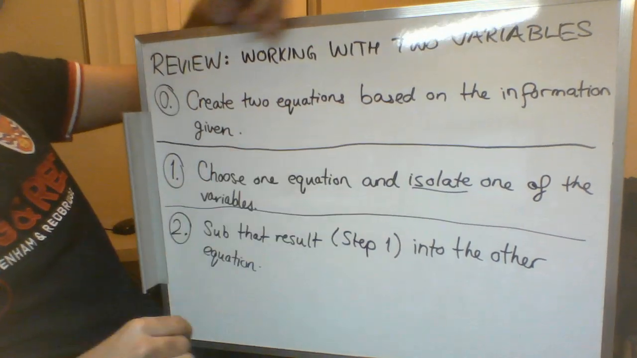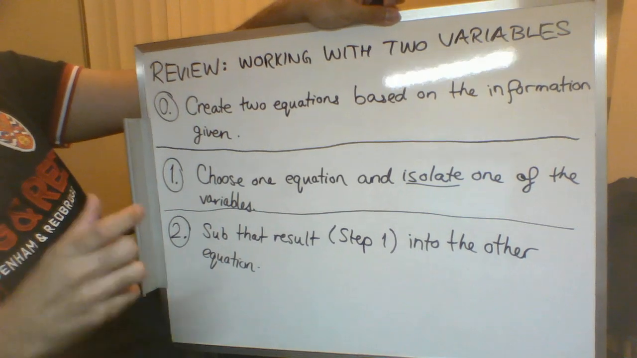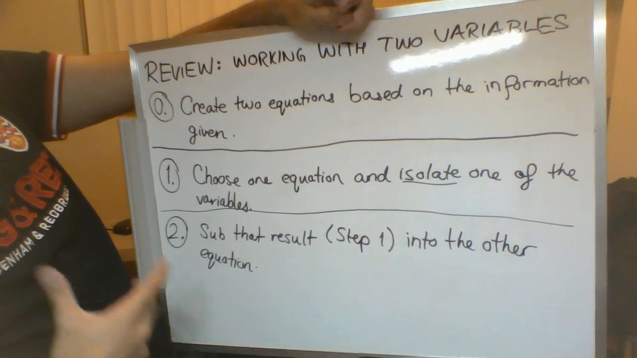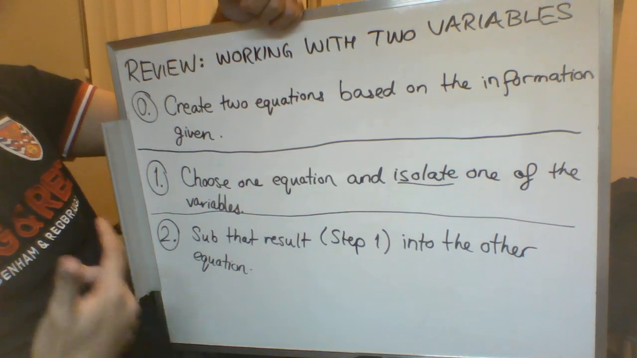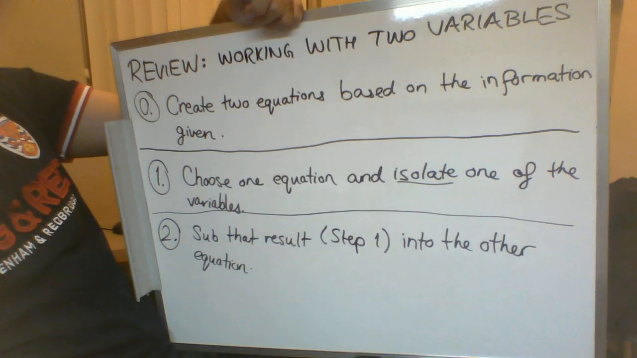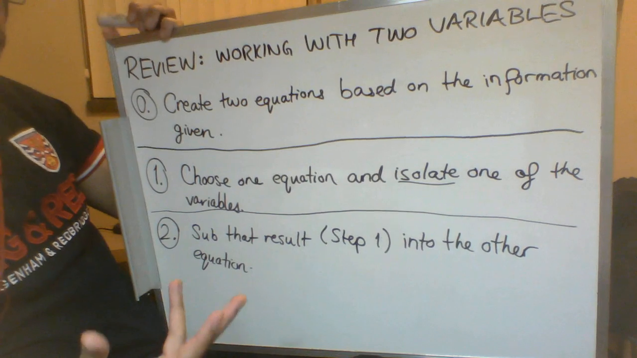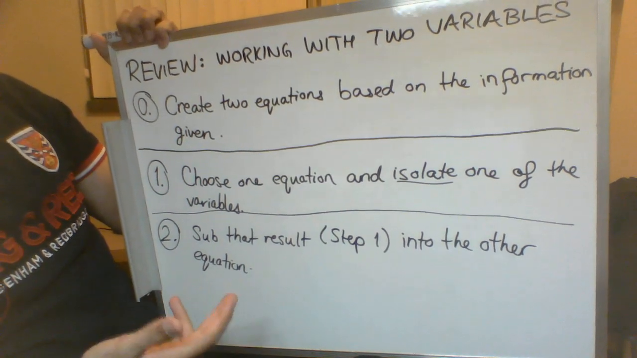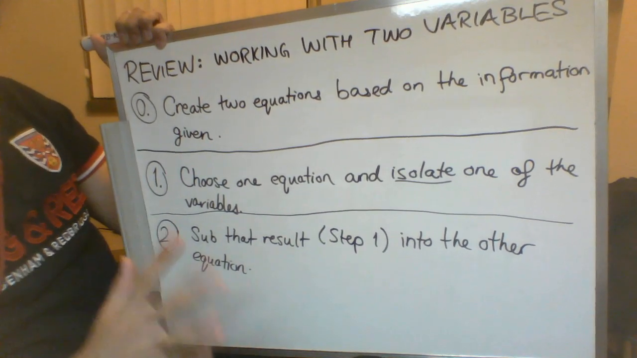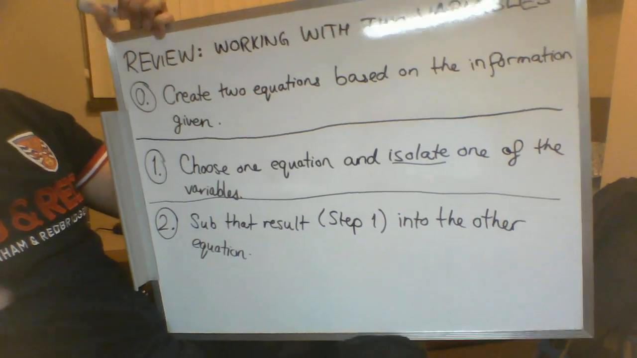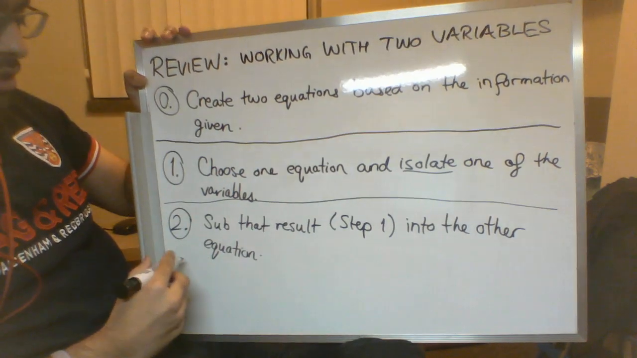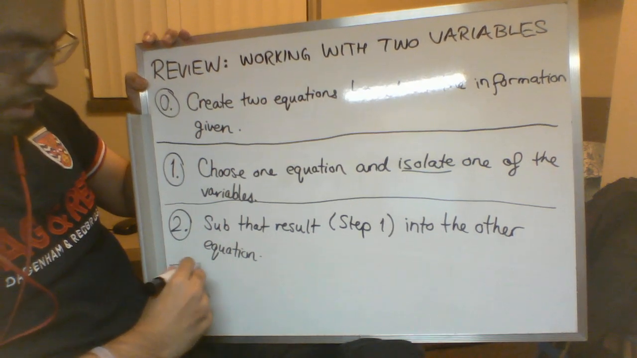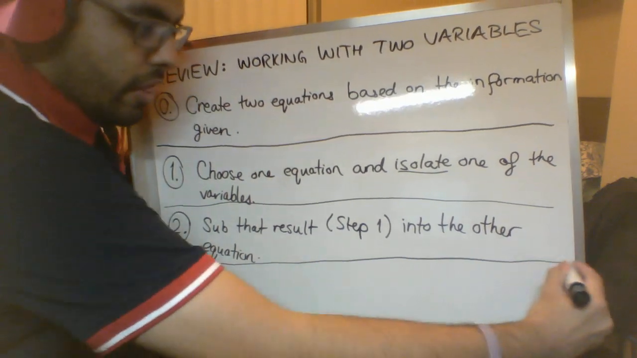Once you've isolated for one of the variables, you take that result and put it into the other equation so that you've turned that second equation from an equation with two variables into an equation of one variable. And if you've got one equation made up of only one variable and some numbers, you can solve it. You don't need any other information to figure out what that variable must be equal to. It's just a matter of isolating that variable now.